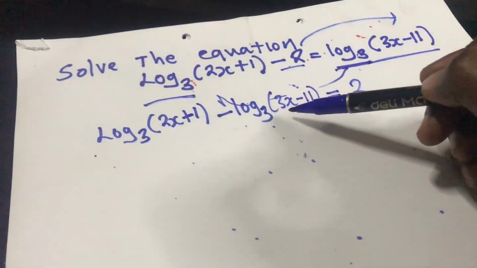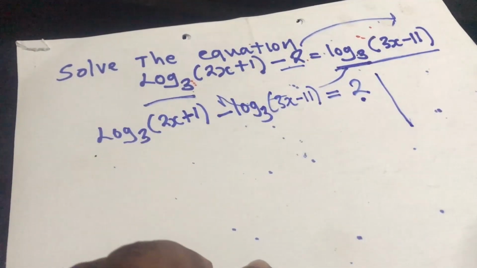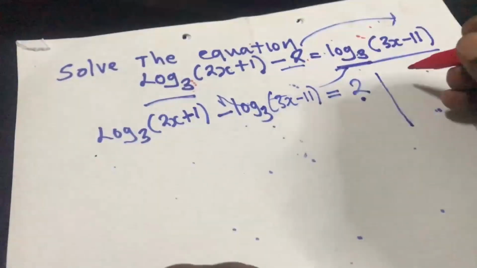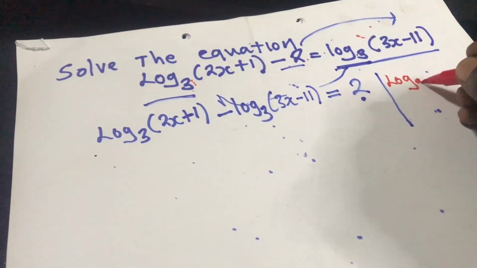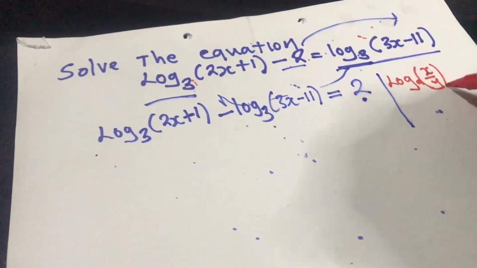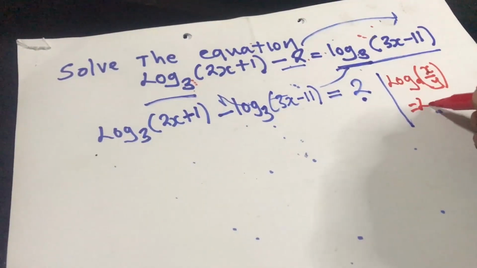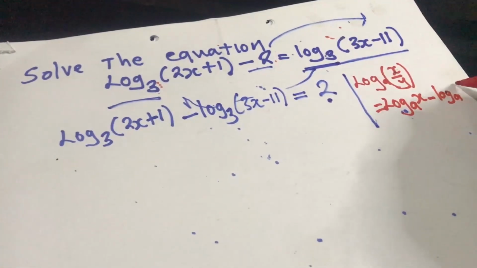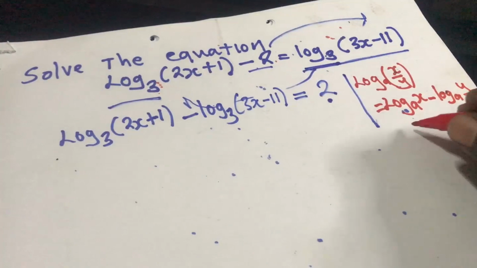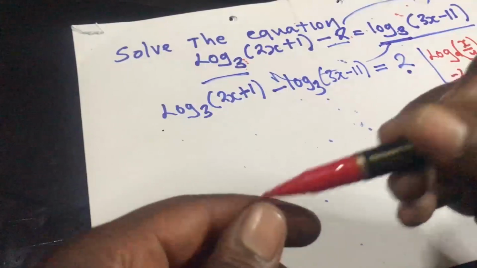So at this point, just remember that logarithmic rule, the division rule, which states that log a (x over y) is equal to the subtraction of these two logs, log a x minus log a y. You remember this rule, isn't it? If you've forgotten, just go and revise it. So we are going to proceed.